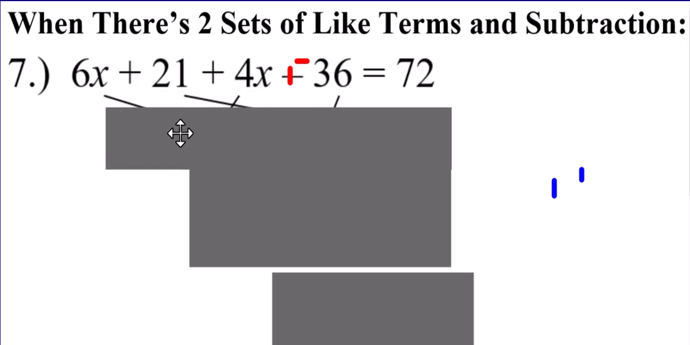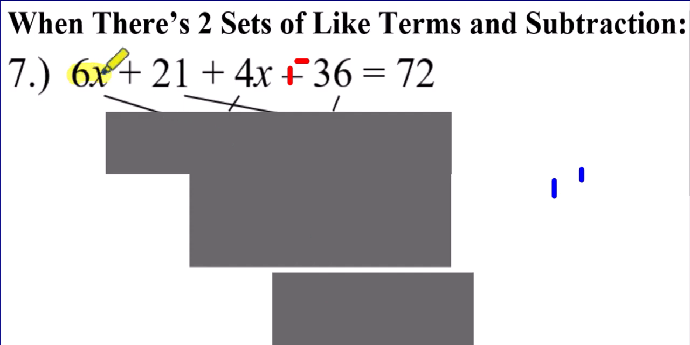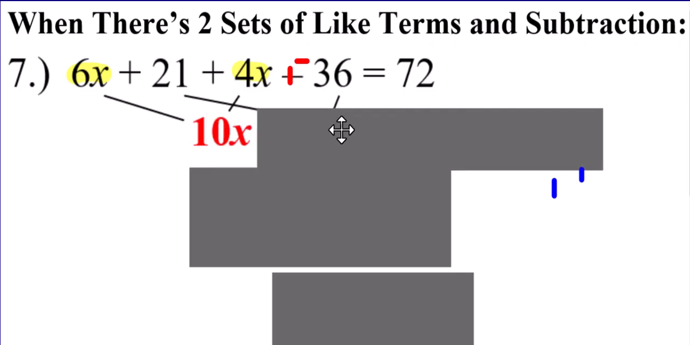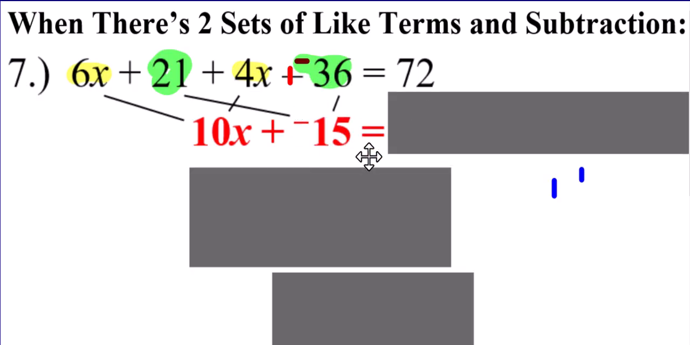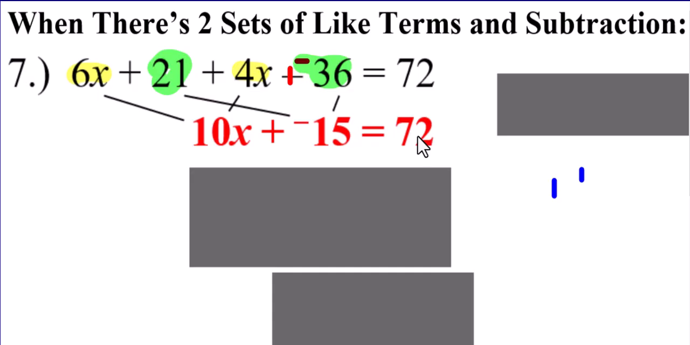And now let's add our like terms together. 6x and 4x, they are going to give you 10x. Go ahead and write that down. 21 and negative 36, as you can now see. Subtract in your head, giving you 15. Who has the bigger absolute value? It is the negative number, so it's negative 15. And then obviously 72 is still 72. Go ahead and write that down.